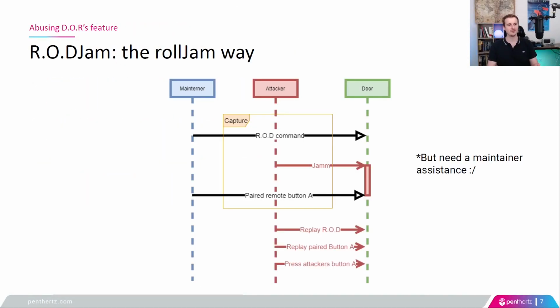Where as an attacker you take the command from the maintainer, you then jam at the frequency on the receiver side. You capture the pair remote button A on your side while jamming the receiver, and then you replay the pair button A and key press from your side in order to add your remote. But it assumes that there is a maintainer that will go into, add another command. So you will probably wait a lot doing that.